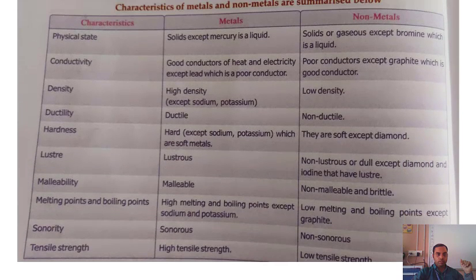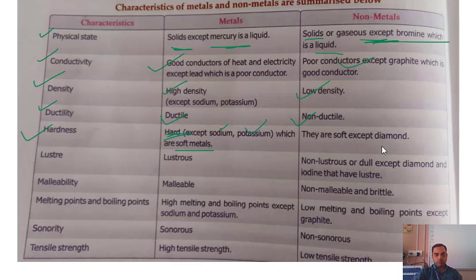Now here are some of the properties of metals and non-metals combined. Characteristics: physical state, metal solid. All the metals are in solid state except mercury. Non-metals are either solid or gaseous, except bromine, which is in liquid state. Conductivity, metals are good conductors of electricity, non-metals are poor conductors. Density, high density, low density. Ductility, these are ductile, these are non-ductile. Hardness, metals are hard, except sodium and potassium, which are soft. Non-metals are soft except diamond. Luster, metals are lustrous, non-metals are non-lustrous except diamond and iodine.